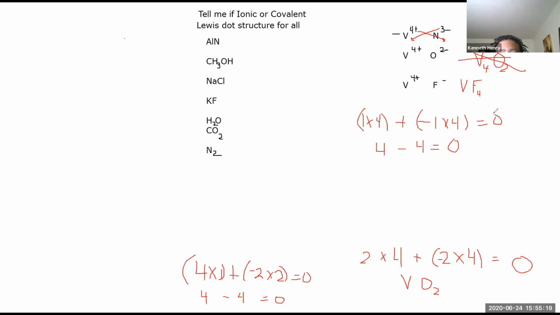Questions? 1 times 4 is 4. -1 times 4 is -4. Did the negative become a positive? No. Look at this. 1 times 4 is 4. -1 times 4 equals -4. If you have a positive and a negative next to each other, this is kind of like saying a +1 times a negative. Oh, got it.